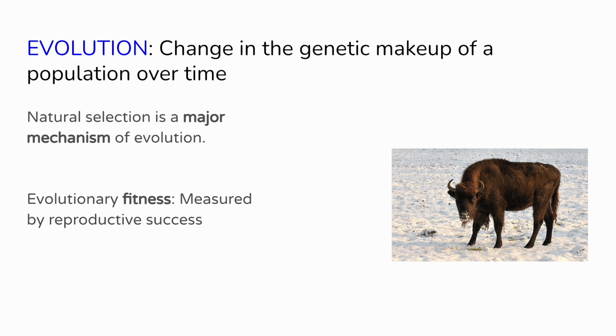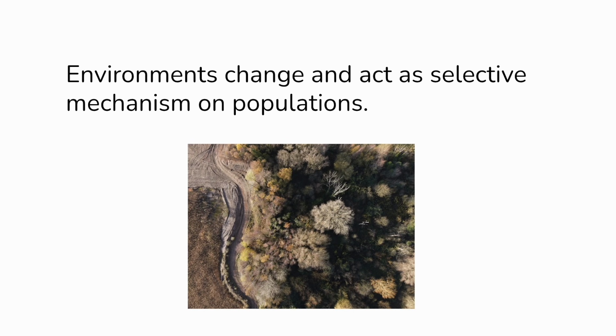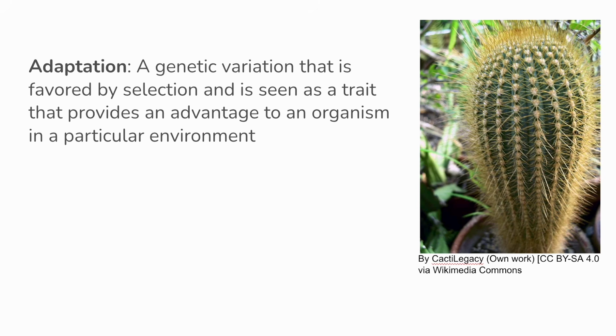Now, on a much larger scale, remember that evolution is the change in genetic makeup of a population over time. Natural selection is the major mechanism behind evolution, and when we talk about an organism being evolutionarily fit, that means how well they are able to survive and reproduce, not how strong they are, not how fast they are. It's really about how they can survive and pass on their traits to their offspring. And remember that environments are a huge factor in evolution, and they can act as a selective pressure, and different organisms will have better rates of survival in different types of environments. An adaptation is an inherited trait that is favorable to an organism, that helps an organism survive.